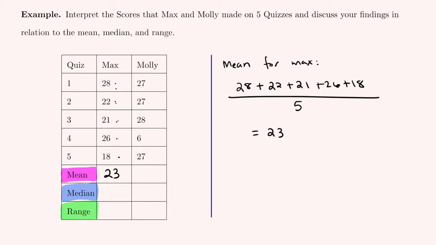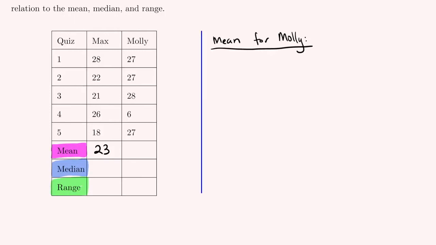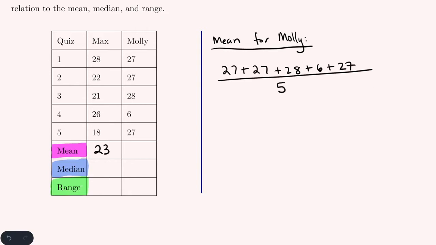Similarly, we can find the mean for Molly by adding together all of her scores and then dividing by 5 as there are 5 scores. When we do that, we will get a mean of 23. Next, let's find the medians.